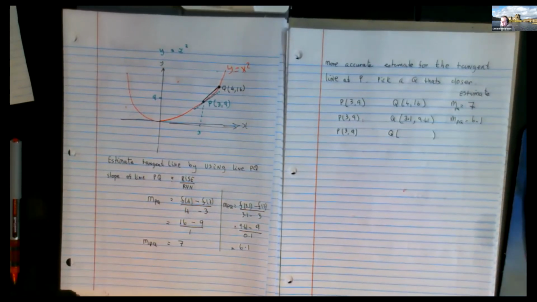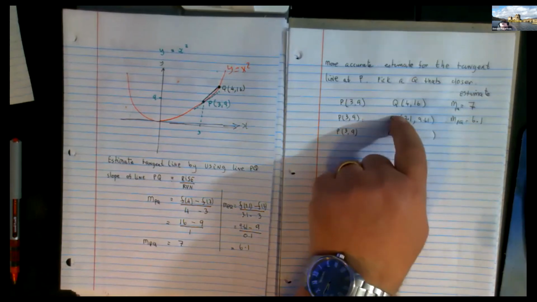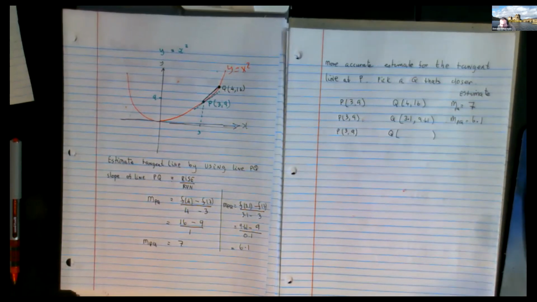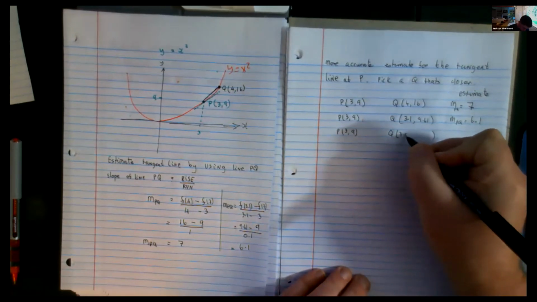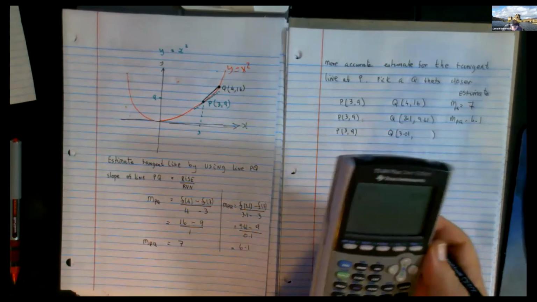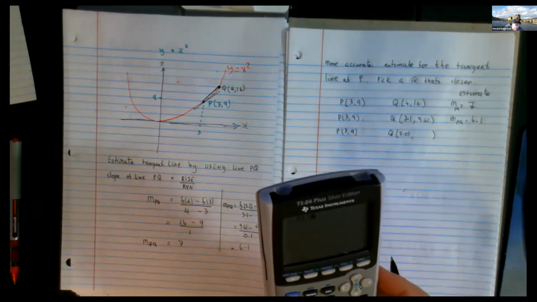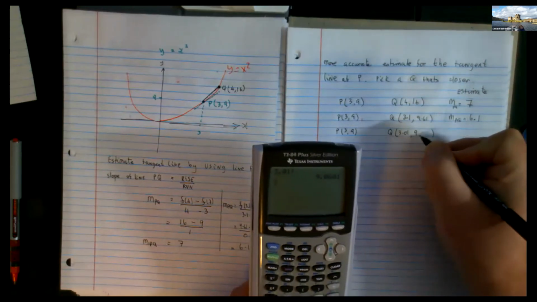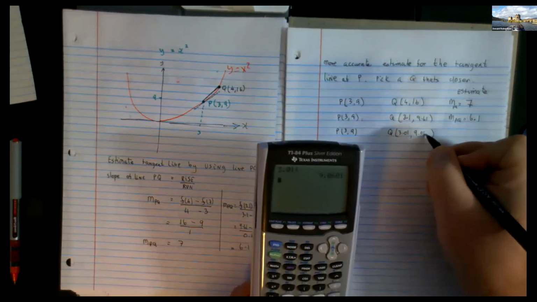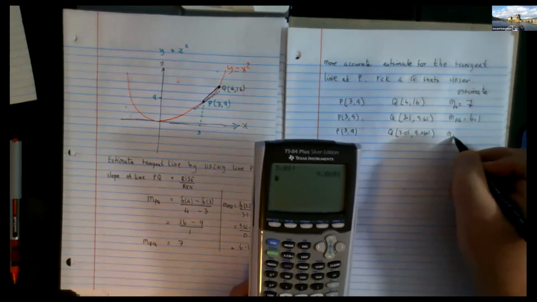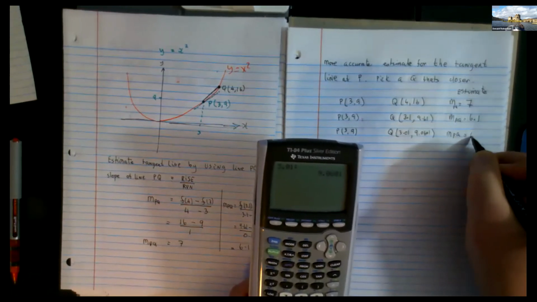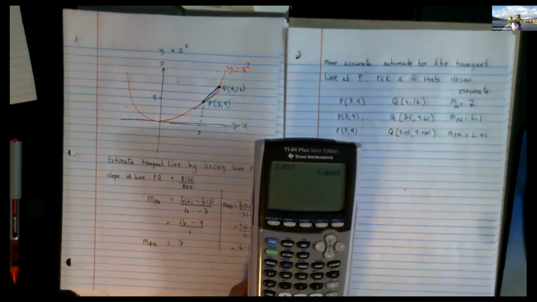If I wanted an even better estimate than the one that I just did, what X coordinate do you think I should pick for Q? 3.01. Yeah. And again, I'm not going to even attempt to do that in my head. And the answer I get this time is 9.0601. Can you just trust me because we're running short of time here? But the answer ends up being 6.01.